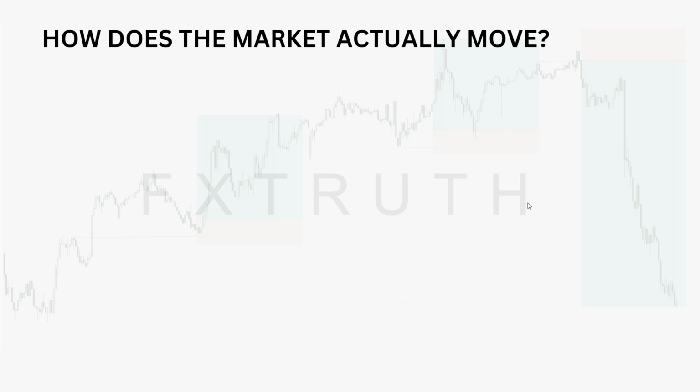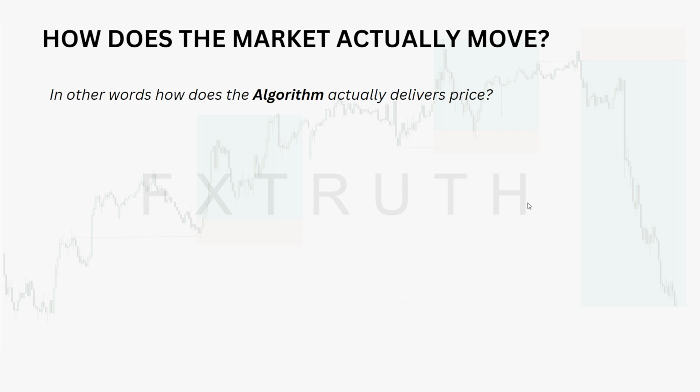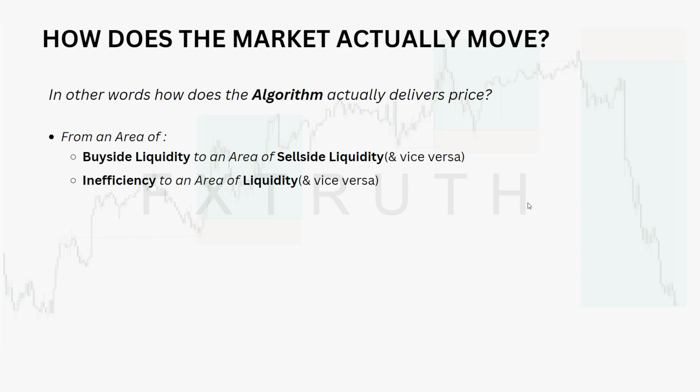Now, moving on, the next question is: how does the market actually move? In other words, how does the algorithm deliver price? To answer that, it's very simple. The algorithm delivers price from an area of buy side liquidity to an area of sell side liquidity, or vice versa, or from an area of inefficiency or imbalance to an area of liquidity, and this can also happen vice versa.